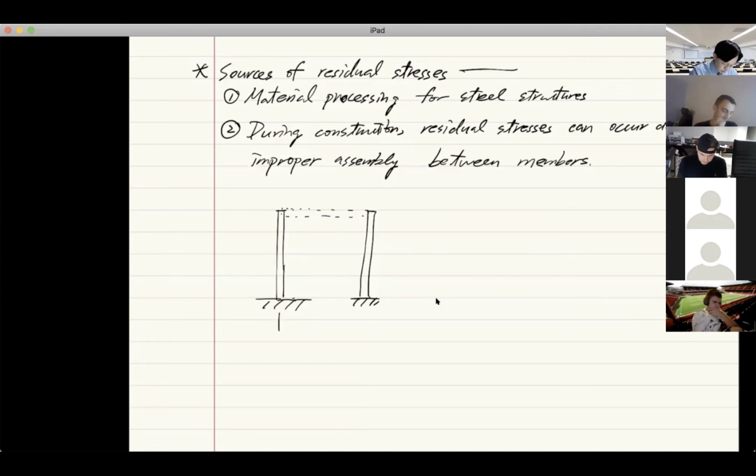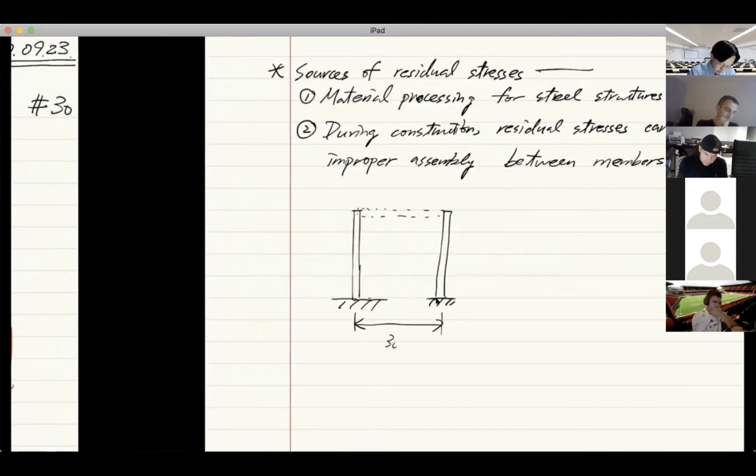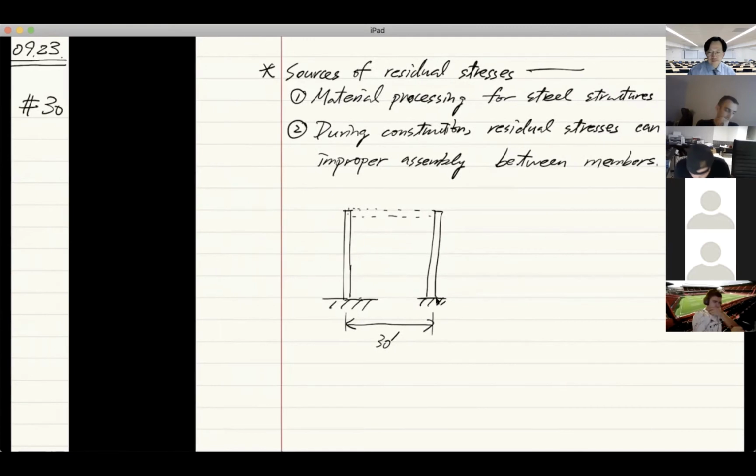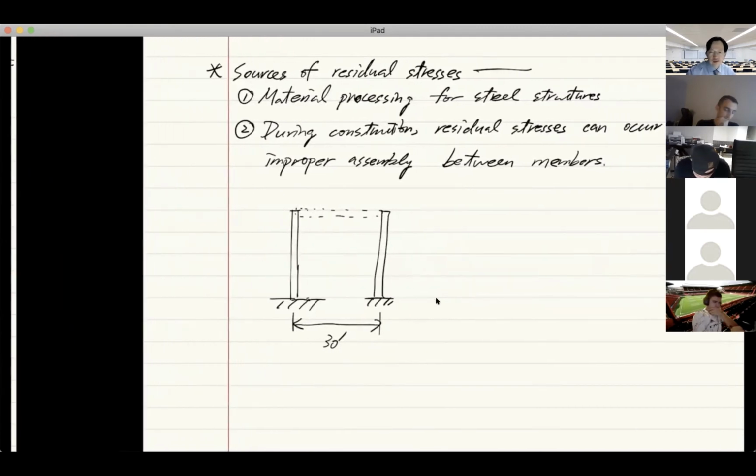And suppose the design value of this can be maybe like 30 feet, something like that. However, you notice that one of the columns that you pick on the right is not perfectly straight, right? It actually is somehow tilted. The actual distance here turns out to be 31 feet.